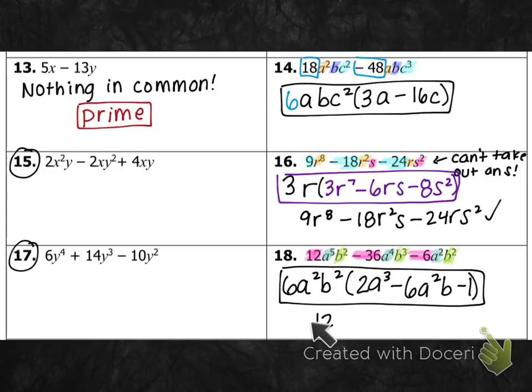Okay, so let's multiply it back out. 6 times 2 is 12. A squared times a to the 3rd is a to the 5th. B squared, so far it matches. That's good. 6 times negative 36 is negative 36. A squared times a squared is a to the 4th. B squared times b is b cubed. That matches. And then a squared b squared times negative 1 is negative 6a squared b squared. So that's good. That means that's your final answer, that this is correct.